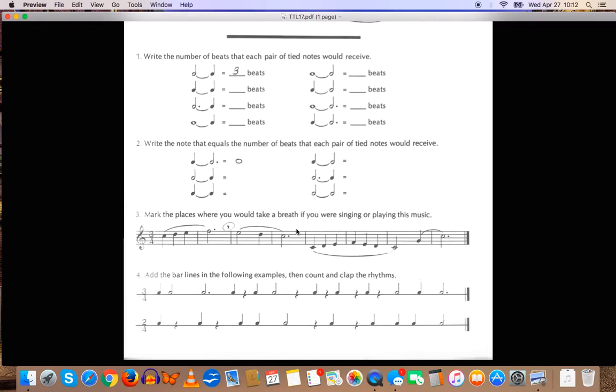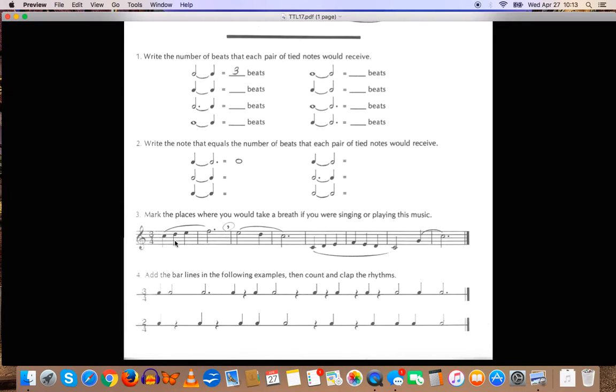Mark the places where you would take a breath if you were singing or playing this music. So this is what a breath mark looks like. It's basically a comma. It applies to any instrument that requires human breath in order to produce sound, like a horn, or maybe a clarinet, or a flute, or something like that.